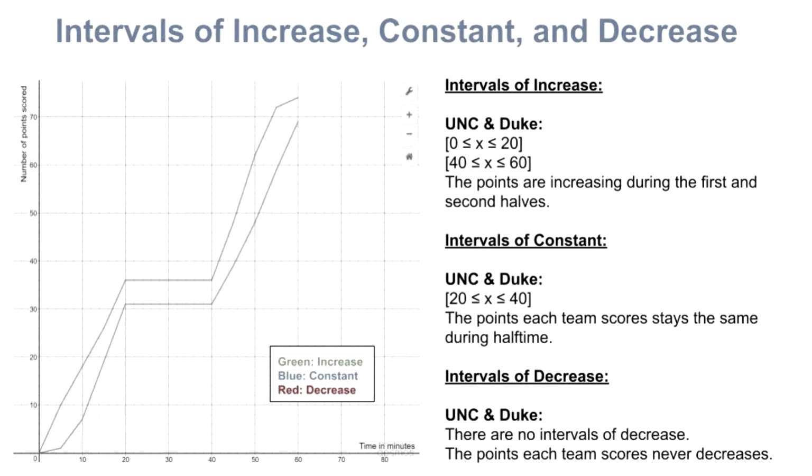The intervals of increase for both UNC and Duke are between 0 and 20 and 40 and 60. The time intervals between 0 and 20 and 40 and 60 are during the first and second half of the game where the points are increasing. The interval of constant for both UNC and Duke is between 20 and 40 because no team scores any points during halftime. There are no intervals of decrease because the points each team scores never decrease.